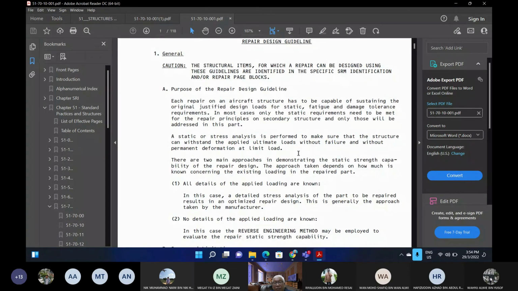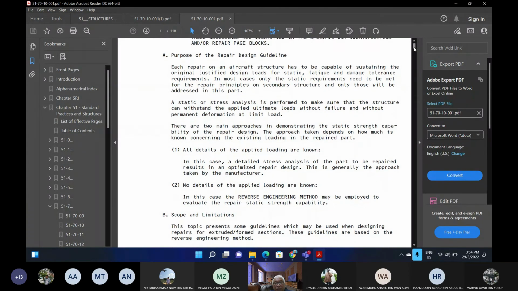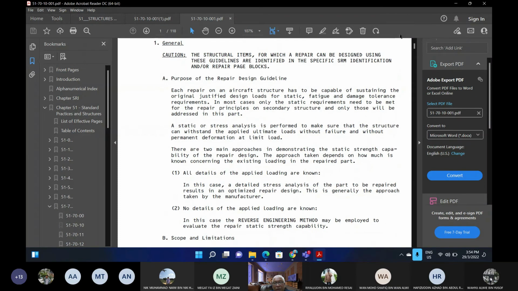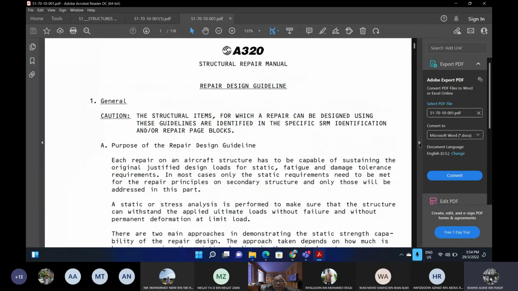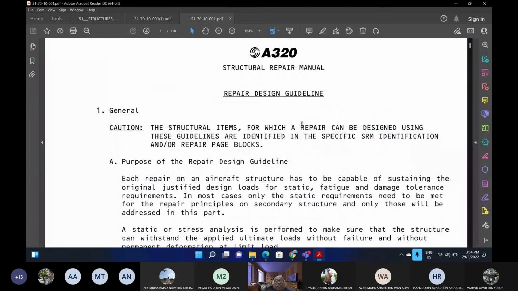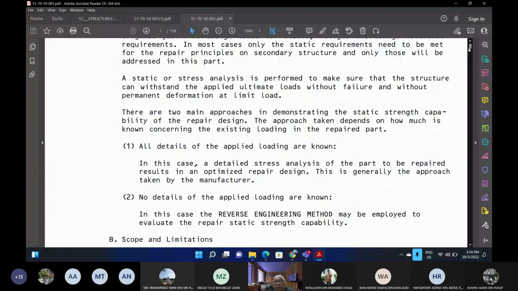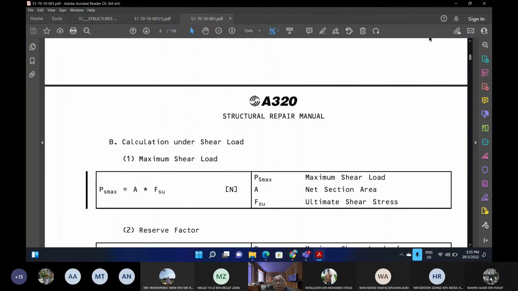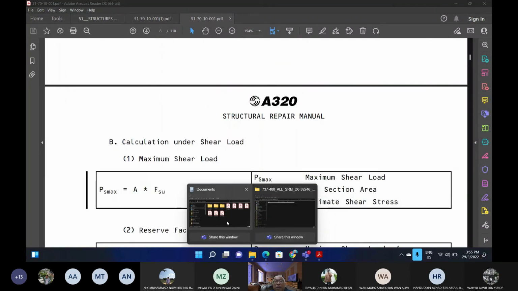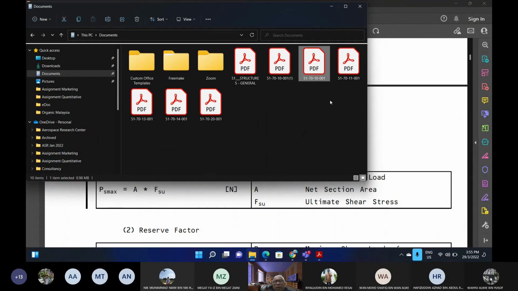There's another manual associated with that. We have 51. Are you seeing my page? Yes, sir. So this is 51, sorry, 51-70-10. Sorry, this is the old one. The next one is 51-70-11.